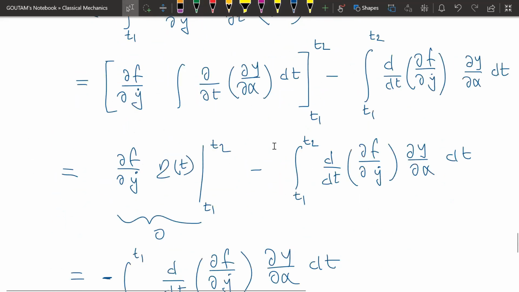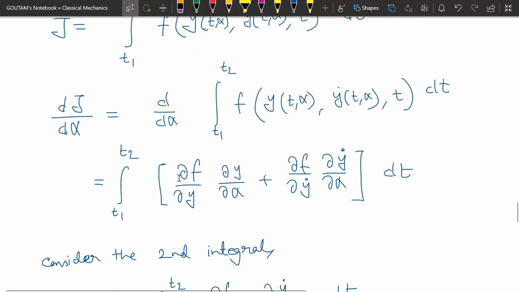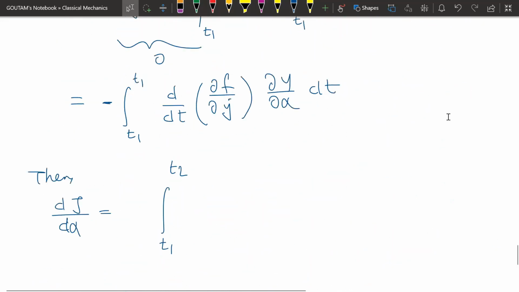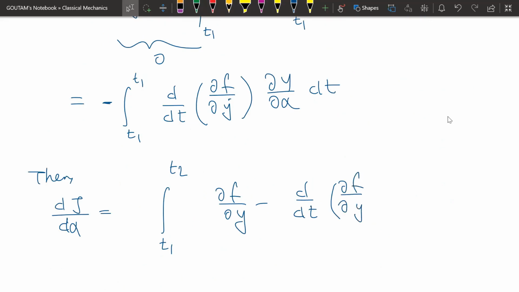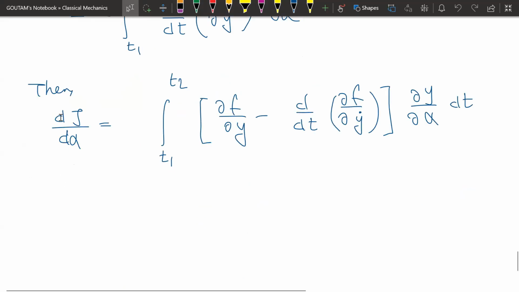In that case, we will have this ∂f/∂y minus d/dt of ∂f/∂ẏ, and we can take this ∂y/∂α common. So we have dJ/dα, the rate of change of this action integral with respect to the path if we vary the path. So alpha is the path parameter, you can say. That is given by this term.